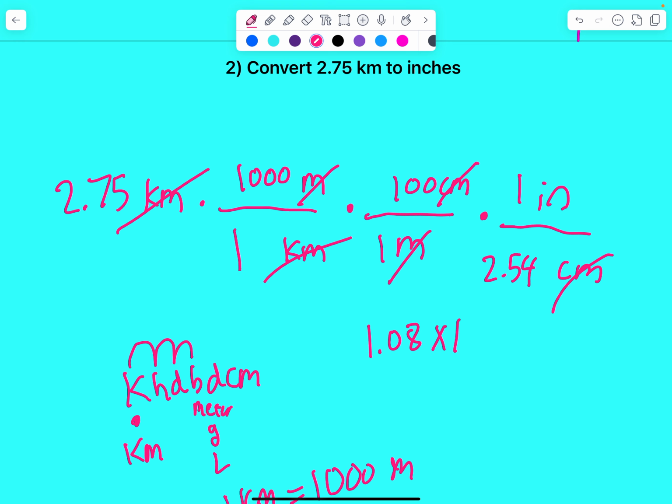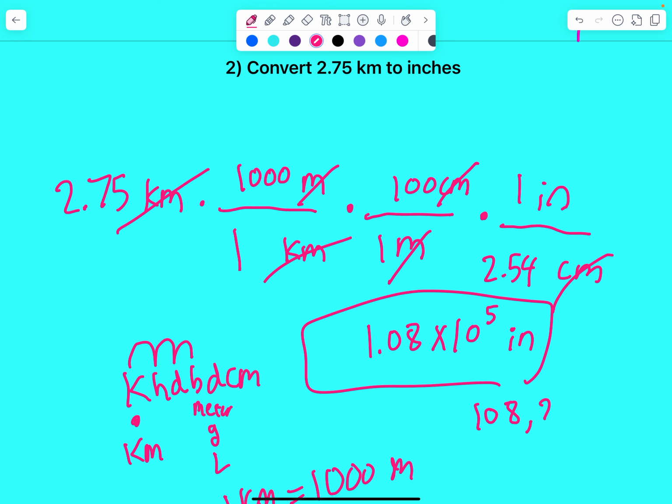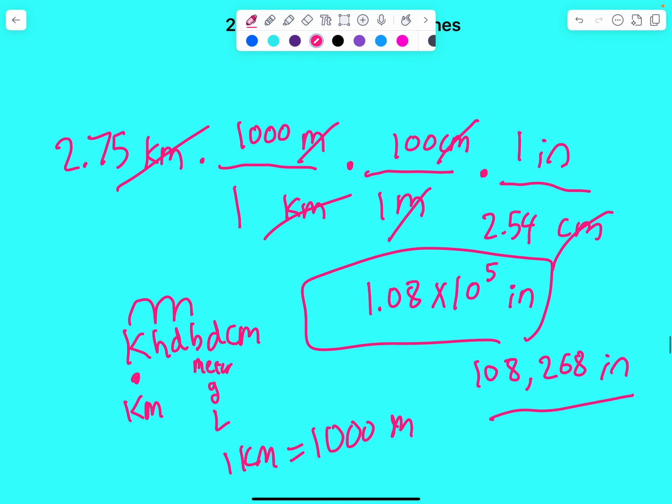1.08 times 10 to the 5th inches, and my unit matches. Or another way you could say it is 108,268 inches. And that would be your answer. Okay?